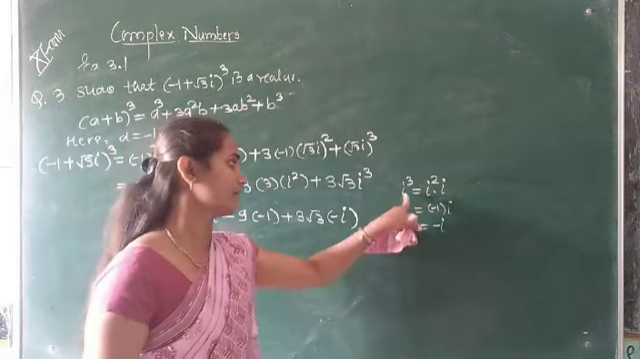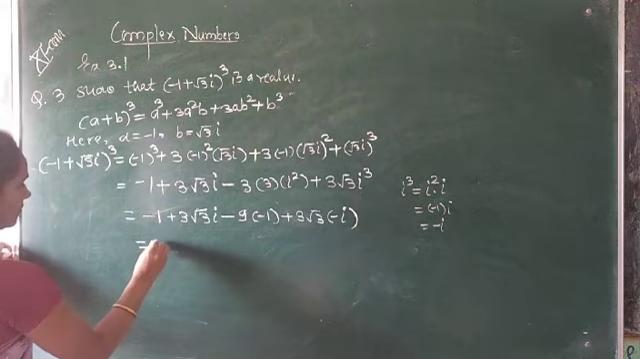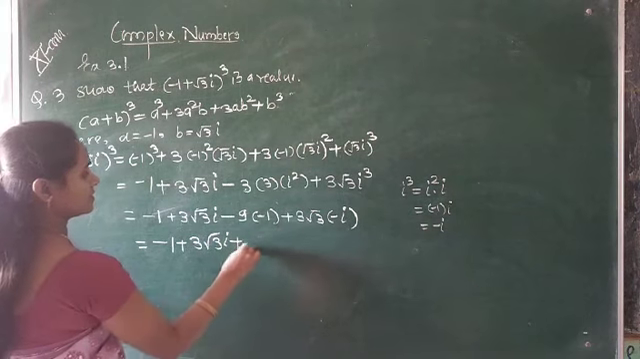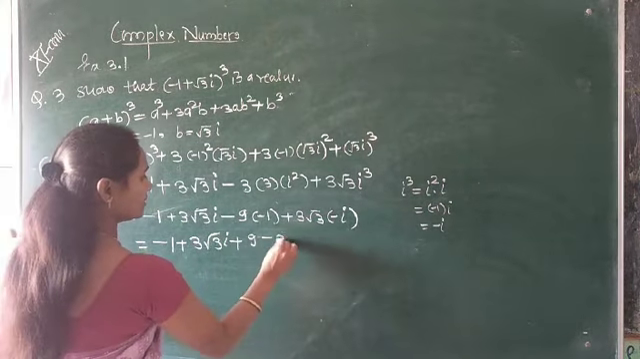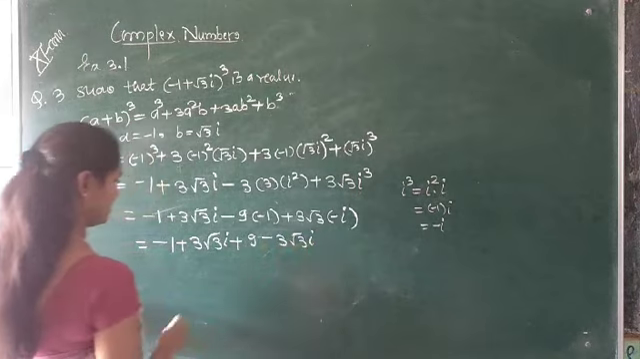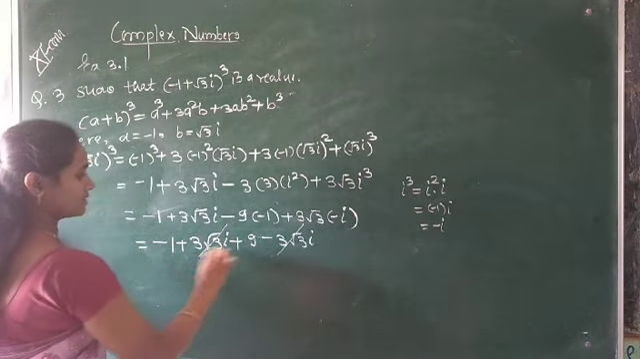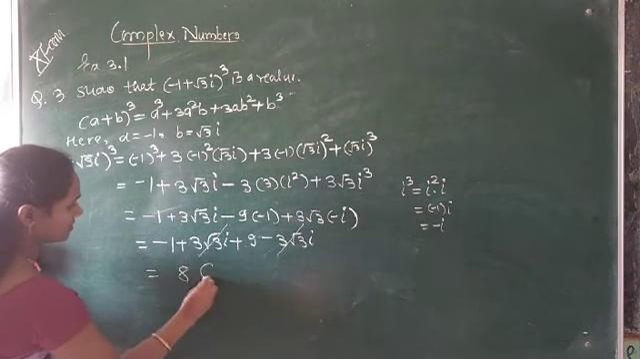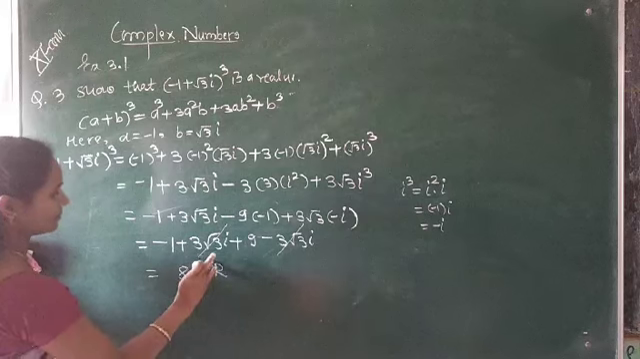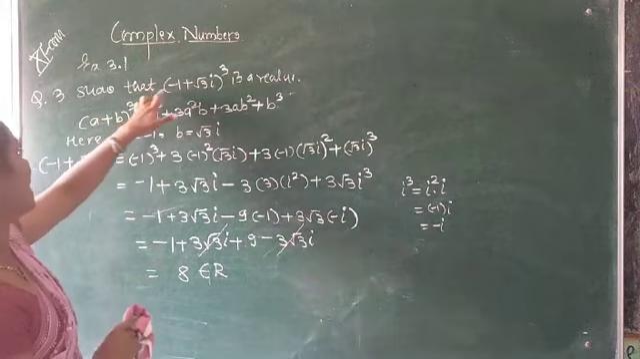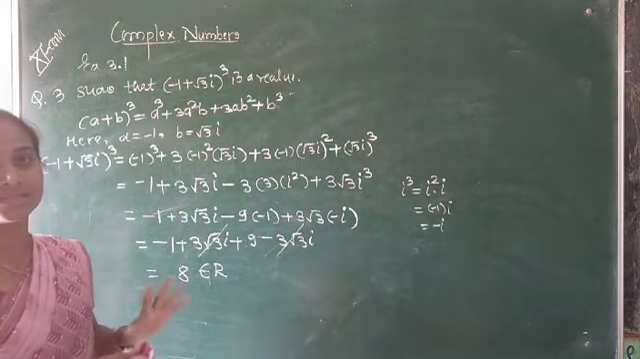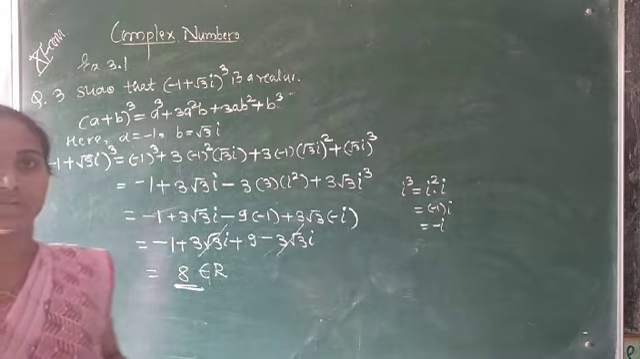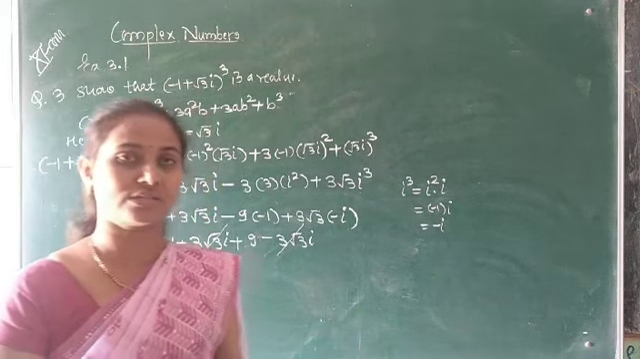Here I am writing how to find the value of i cube. Minus 1 plus 3 root 3i, minus minus plus 9, minus 3 root 3i. Plus 3 root 3i minus 3 root 3i, signs are opposite so they cancel. Minus 1 plus 9, which is 8, and the 8 belongs to real numbers. Therefore, here we show that the bracket cube of minus 1 plus root 3i is a real number. If we simplify this, we get only a pure number, which is 8, and the number belongs to the set of real numbers.